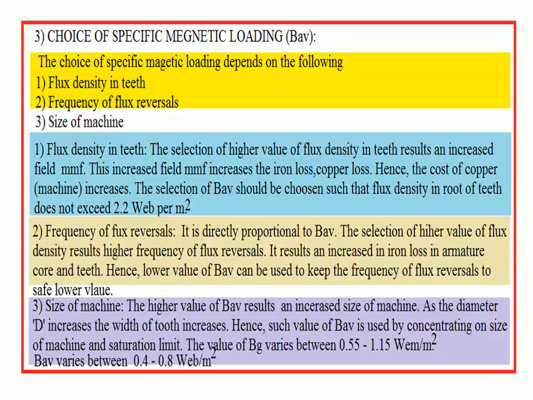Size of machine. The higher value of B average results in an increased size of the machine. As the diameter D increases, the width of the teeth also increases. Hence, such a value of B average should be used, considering the size of machine and saturation limit. The value of Bg varies between 0.55 to 1.15, or B average 0.4 to 0.8 Webers per meter square. If the data are missing, you have to remember that 0.4 to 0.8 Webers per meter square can be used.